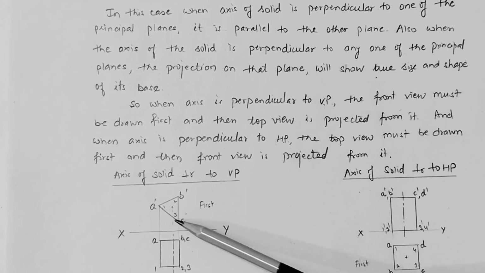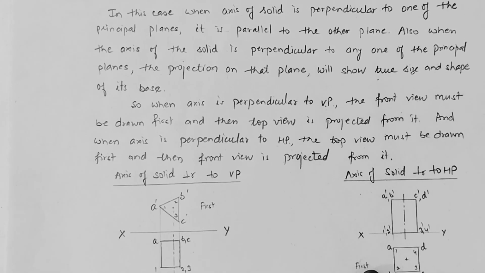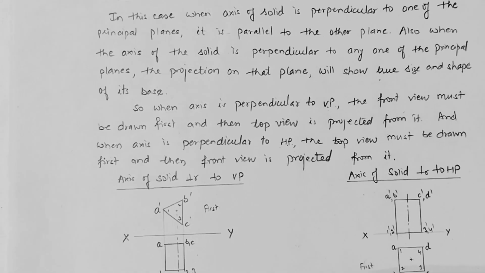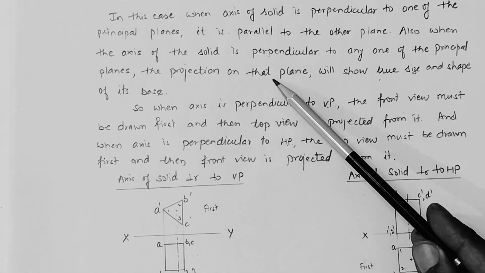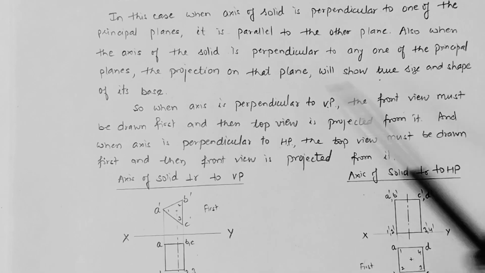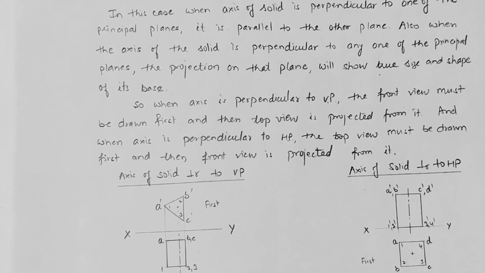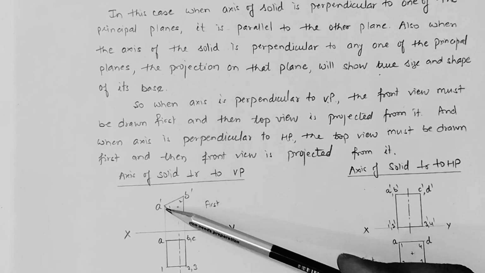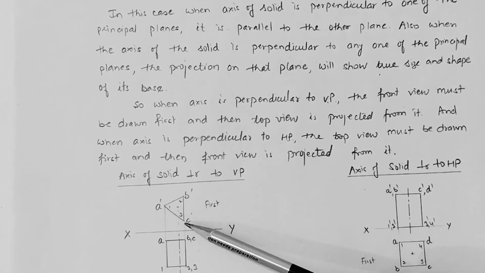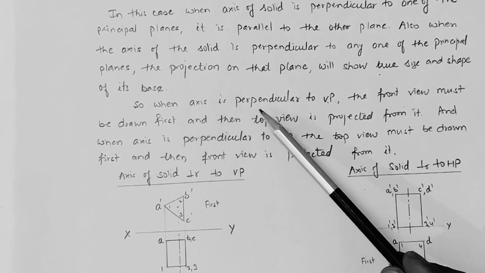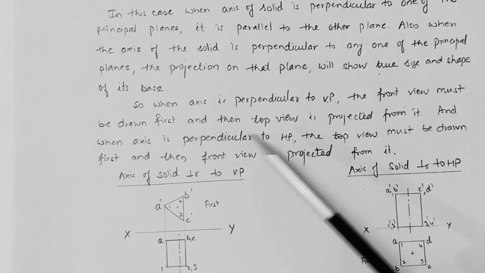You can see here there is a front view. In such cases, when the axis of solid is perpendicular to any one of the principal planes, the projection on that plane will show true size and shape of its base. You can see in this diagram, as the axis is perpendicular to vertical plane, here we are getting the projection in the front view. This is the true shape and size of the object. So we have to draw this first, and after drawing the front view we will draw the top view. So when axis is perpendicular to vertical plane, the front view must be drawn first.